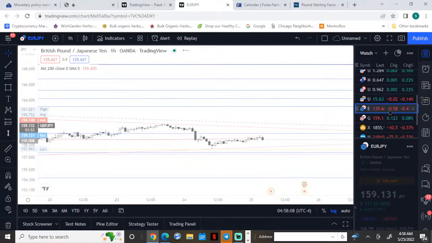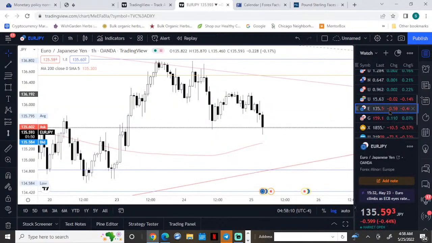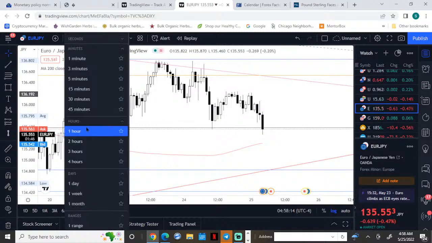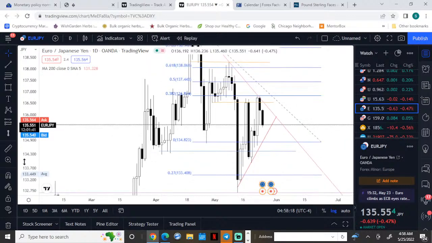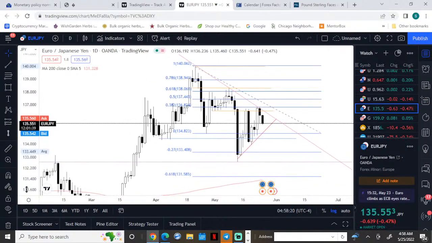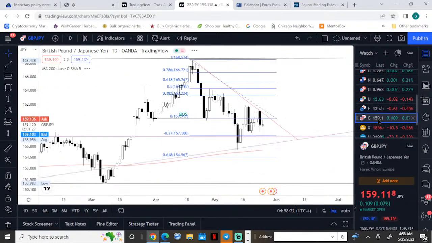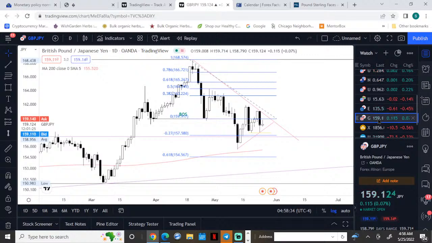So EJ and GJ will be traded on the daily only. And it looks like the same setup. A, B, C. Yeah. Same setup. Wow.